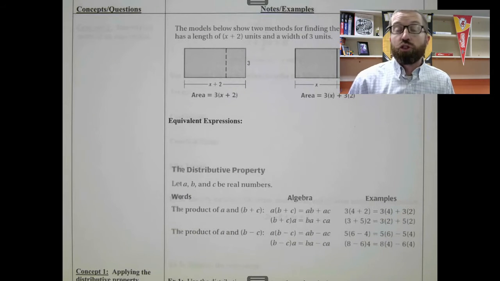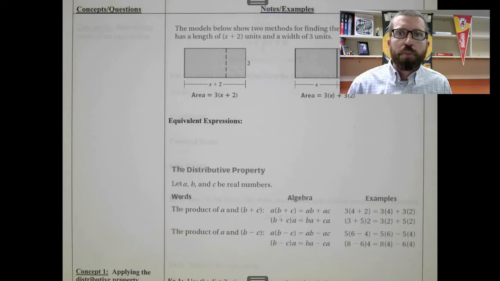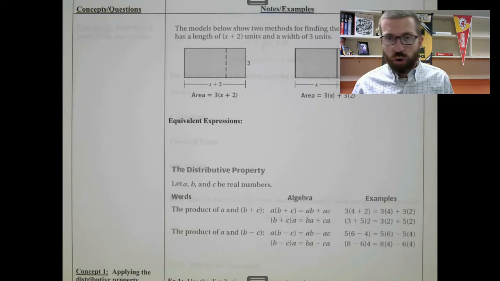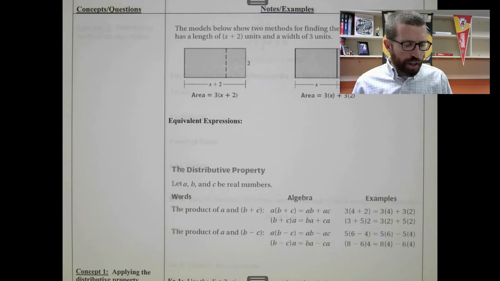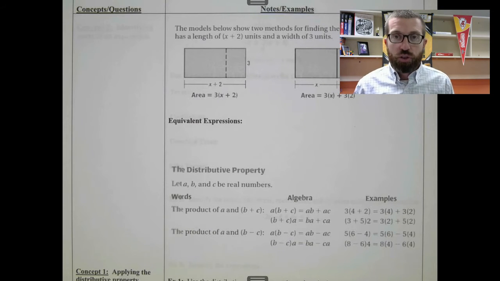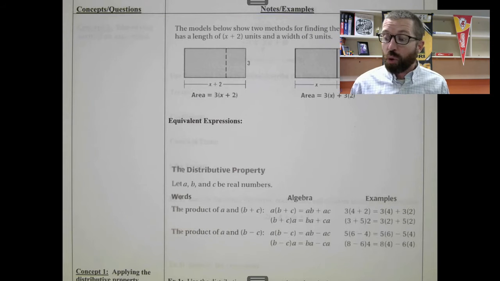Okay, here we're going to look at the distributive property. The distributive property is one of the more popular properties in algebra, meaning you will use this over and over and over again in this class, in geometry, algebra 2, college algebra and beyond. This will be something you know well. So it's an important day.